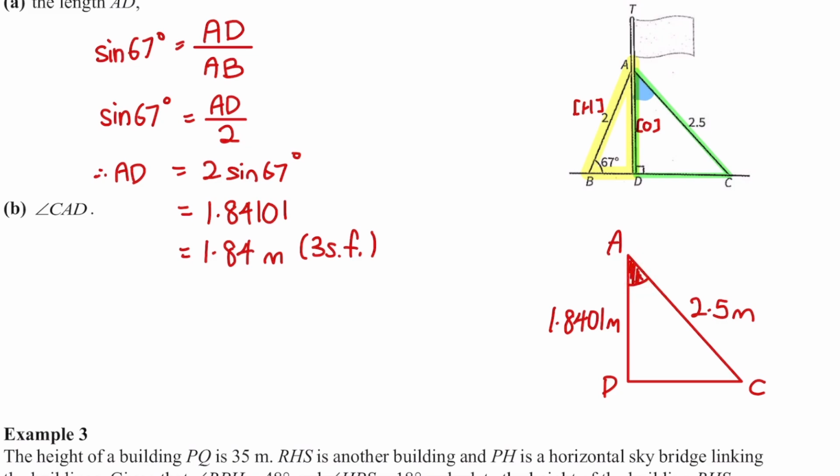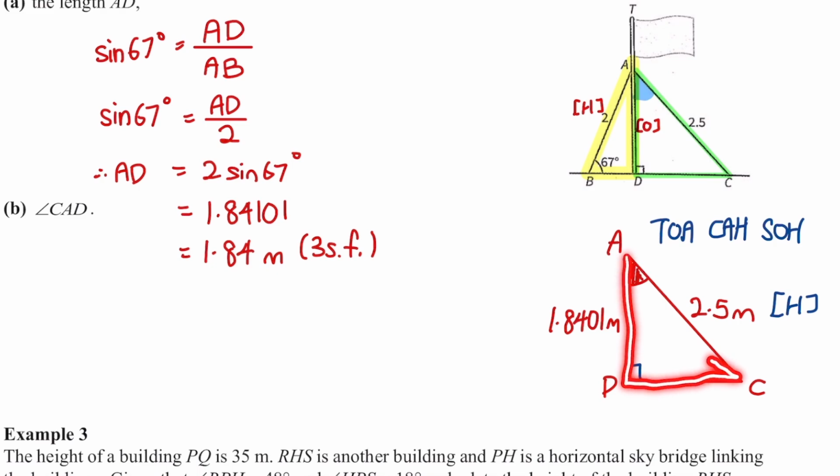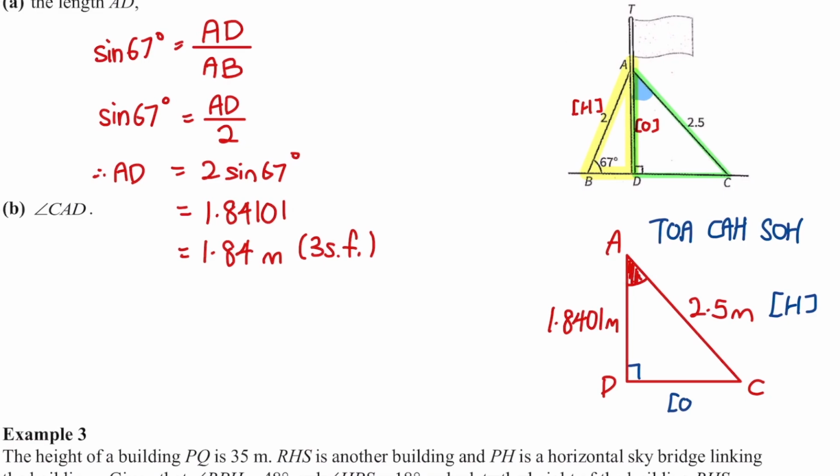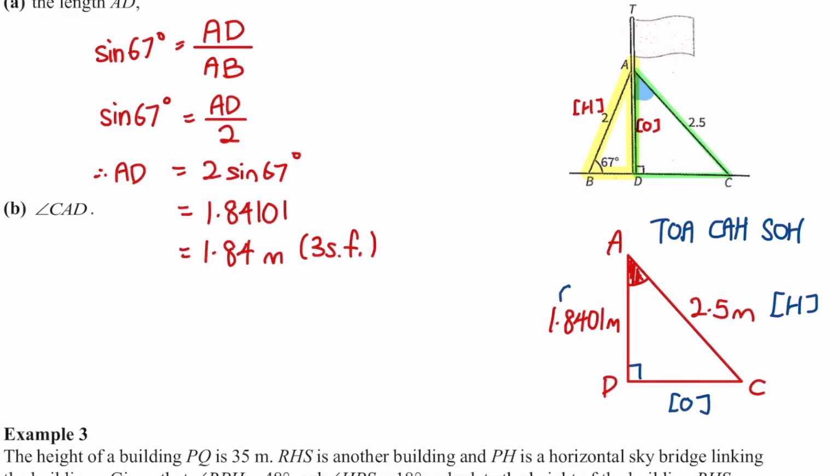Based on my SOH CAH TOA again, this is a right angle triangle, so I can use SOH CAH TOA. Let's identify. Based on this angle here, I know that my 2.5 is the hypotenuse of the triangle. But take note, even though just now in the previous triangle AD was the opposite side, in this right angle triangle, based on this angle here, DC now becomes my opposite side, and AD is now the adjacent side. Take note of this difference.